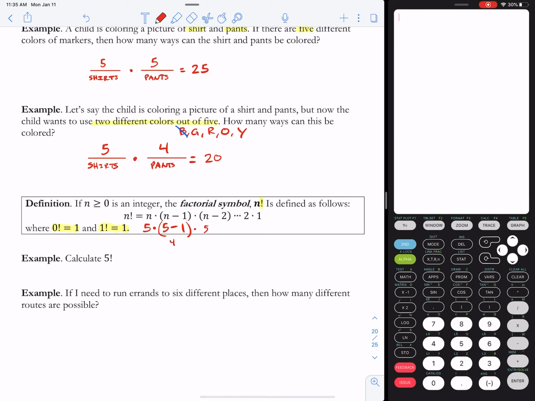Times 5 minus 2, well, that would just be 3. And then I would do 5 minus 3, well, that would just be 2. 5 minus 4, that would be 1. And then, right, you would end at 0. Well, that's what 5 factorial represents. What this represents is 5 times 4 times 3 times 2 times 1. That's what everything I just did represents.